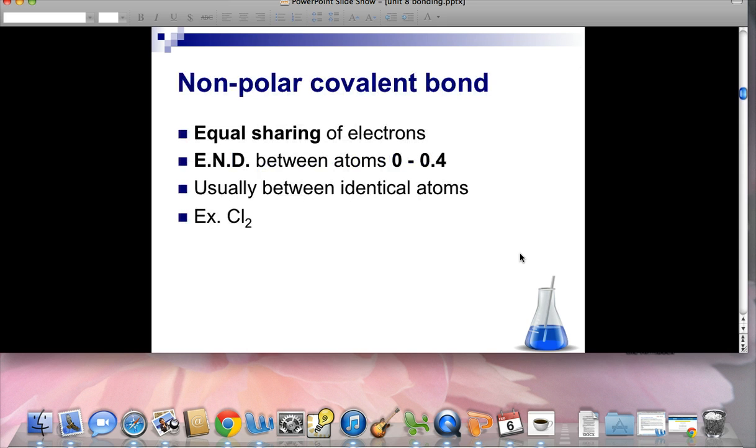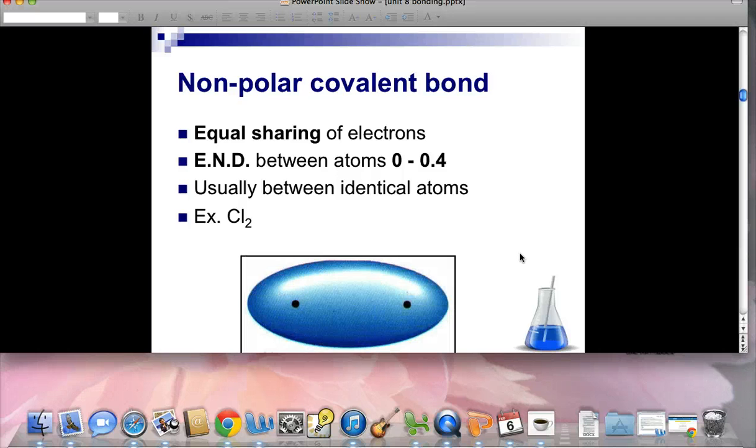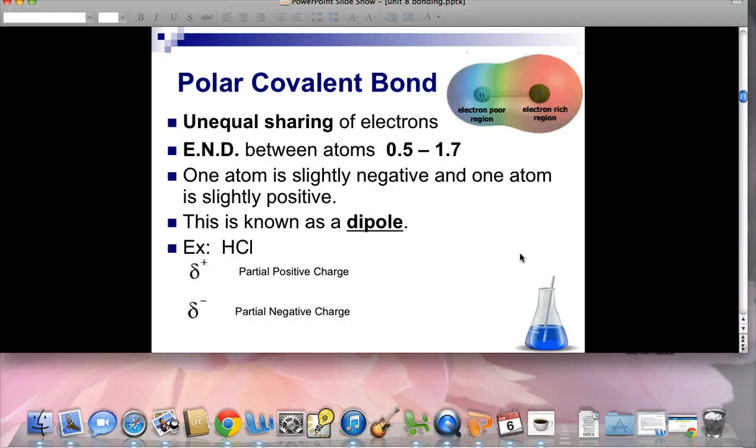So when it comes to covalent bonds, we do need to keep in mind polar versus nonpolar. Nonpolar has an equal sharing of electrons. This will have an electronegativity difference of 0 to 0.4. They're usually between identical atoms such as chlorine. Here's an example. And we'll continue with the polar covalent bonds with the next slide.